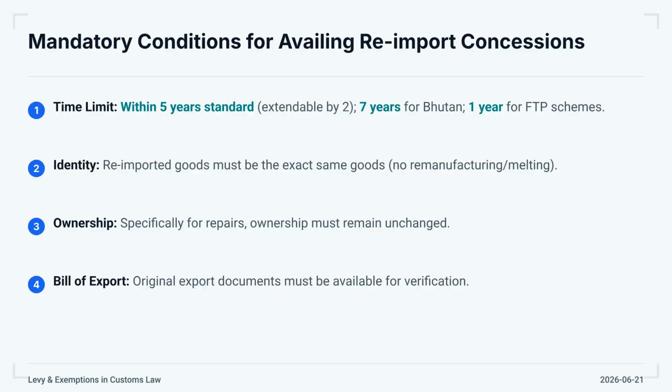Second, the re-imported goods must be the exact same goods that were originally exported. They should not have been remanufactured, recycled, melted, or substantially altered. Third, for repair-related cases, ownership of the goods must remain unchanged. These conditions ensure that concessions are granted only for genuine re-importation cases and not for disguised imports of different goods.